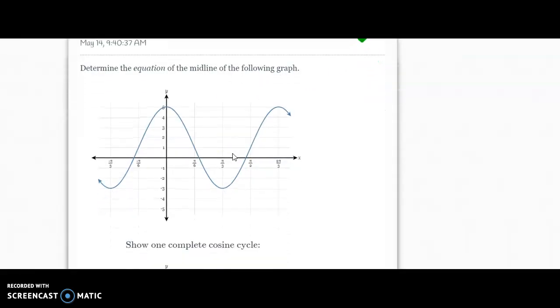Alright, so these were all sine and cosine functions. I hope I helped you learn how to find the midline and the amplitude visually on Deltamath. Let me know if you have any questions or send me an email.